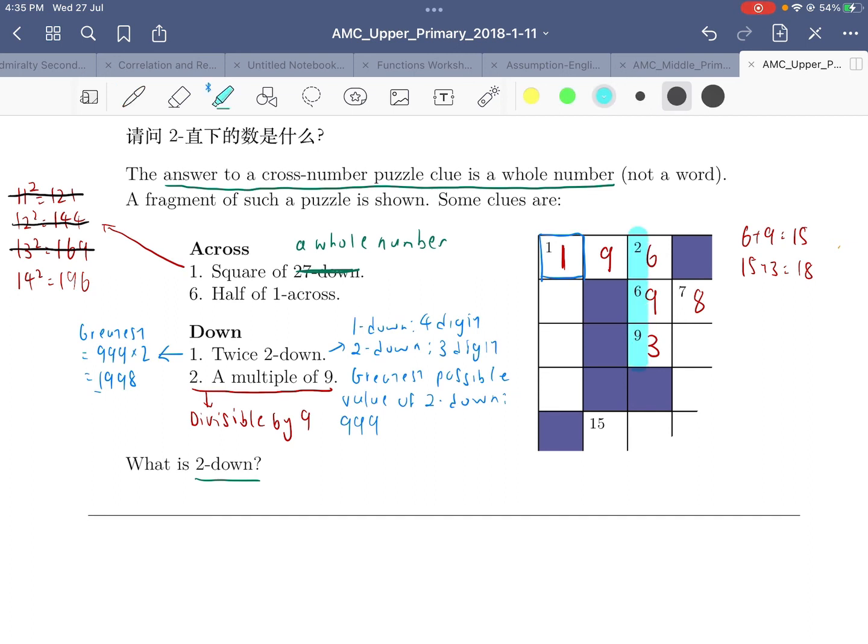It doesn't really matter whether we try to solve for 1 down, because our whole goal is to solve for 2 down, even though 1 down is just 693 times 2. And hence our final answer is just going to be 693.